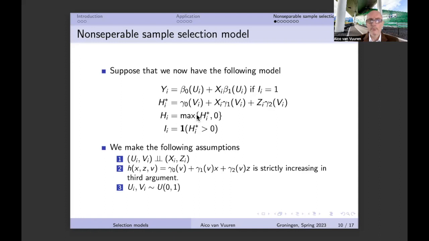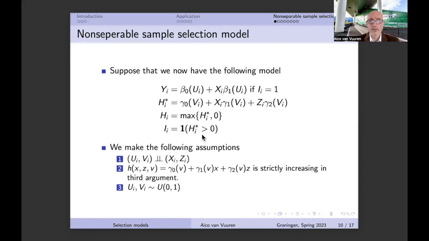But more important is the difference with respect to these 2 equations that we have over here. Now they are random coefficients models rather than the linear regression models that we had before. Well, the idea is exactly the same, and we're going to make the following assumptions. We're going to assume that ui and vi are independent from x and z.